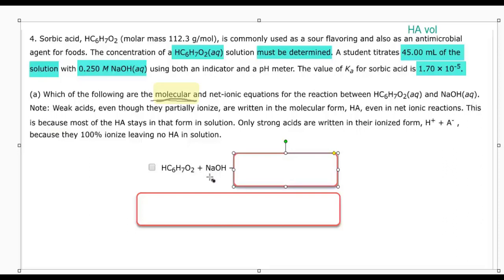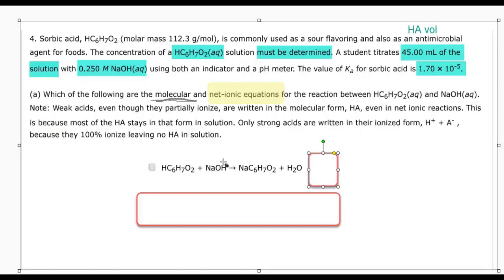So if it were a molecule or an ionic substance, it would be NaOH. And as an acid-base reaction, the H is going to end up coming over here, and the Na is going to come over there. We get the sodium sorbate and the HOH, the water. That's our molecular equation. Now the tricky part, and this is what they usually ask for, is the net ionic equation.